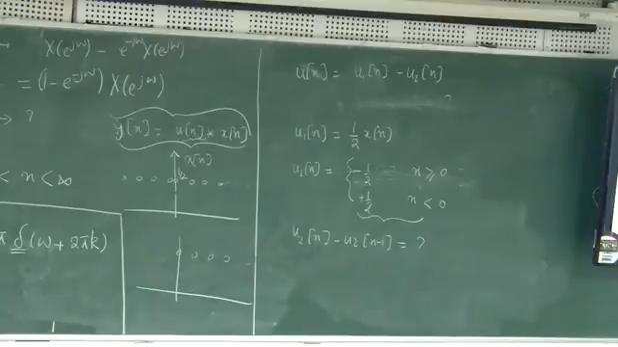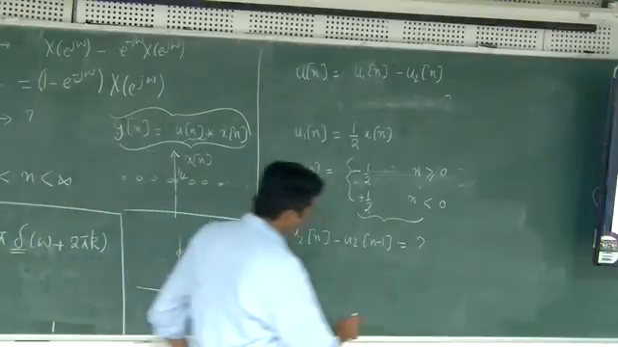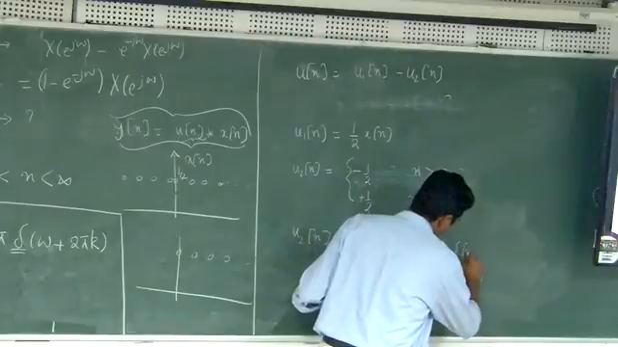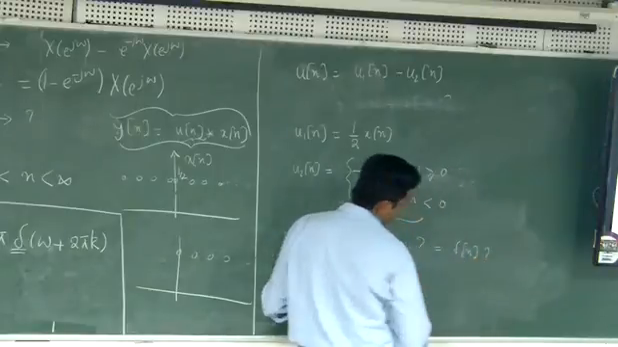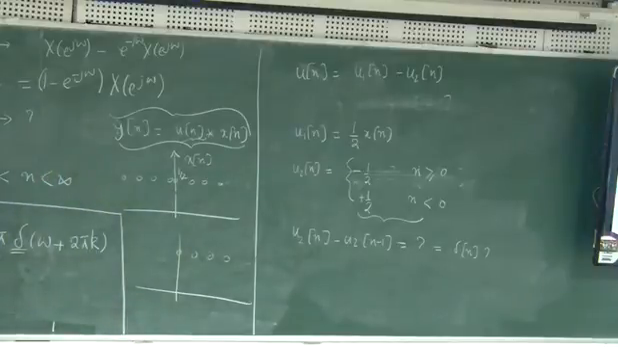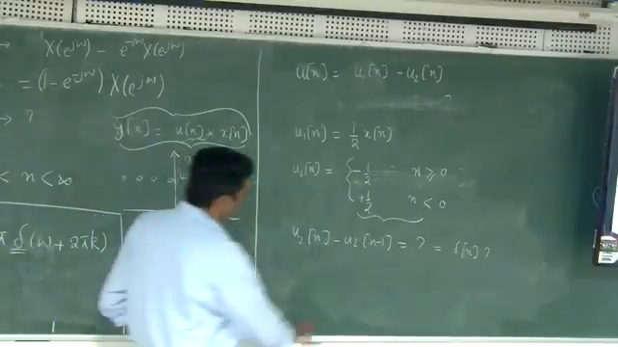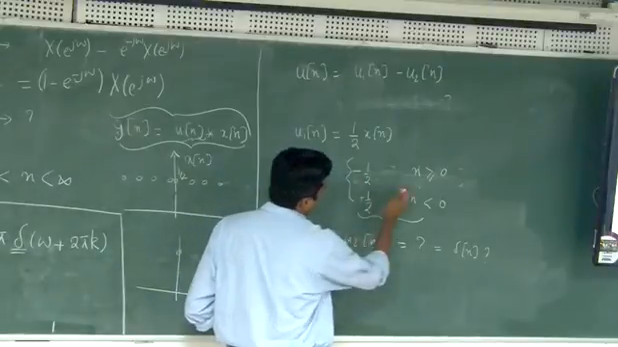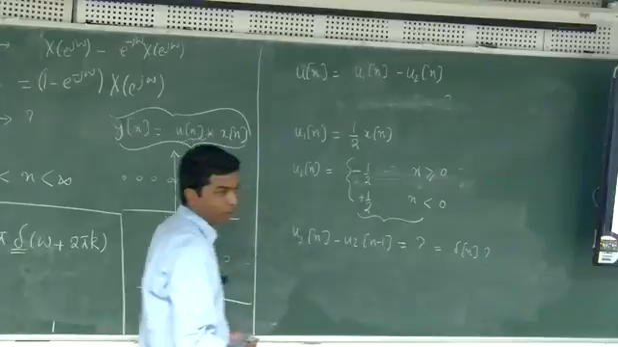What signal do I get? Do I have a half, or is it just delta? So what do I get when I subtract this thing from here? So what is this going to be? This is just going to be shifted by 1, right?